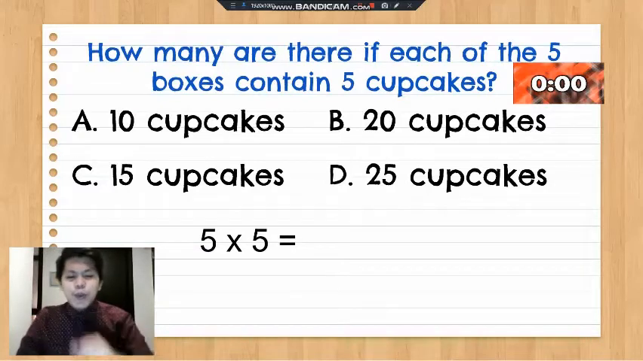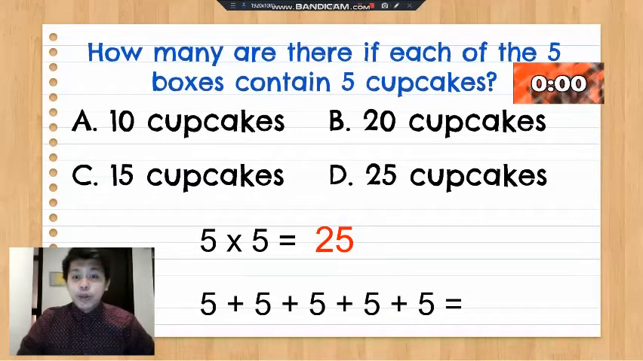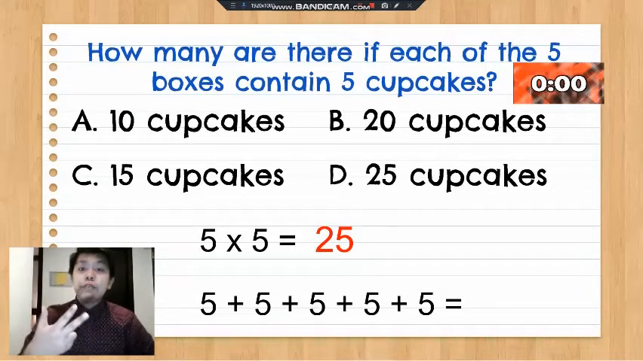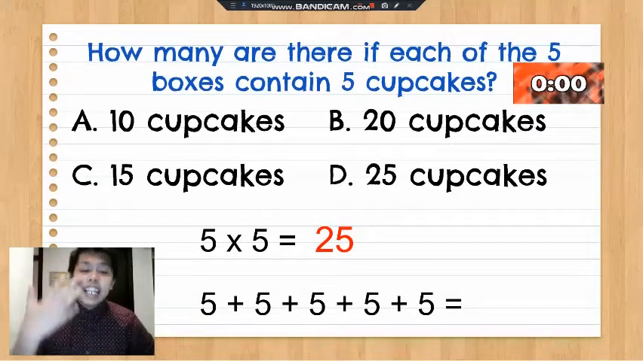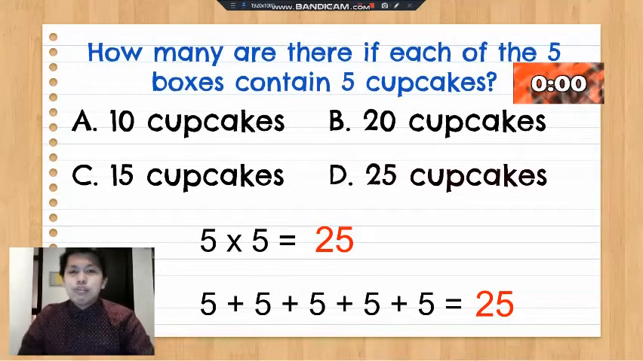Alright, 25. Or you can also add 5 five times. So here is another way. 5 plus 5 is 10. Plus 5 is 15. Plus 5 is 20. And the last 5 is 25. You will still get 25. Don't worry if you don't know how to multiply. That's our lesson for today.